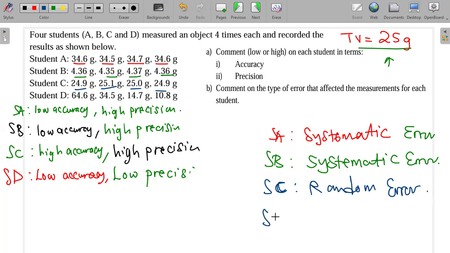Then for student D, let's take a look at the measurements. We have 64.6, 34.5, 14.7, 10.8. So you see that some of them, this 14.7 and 10.8, are actually less than the 25. And then 64.6, 34.5 are actually greater than the 25. So the errors are happening in both directions. So we're going to say the errors there are actually what? Random error.